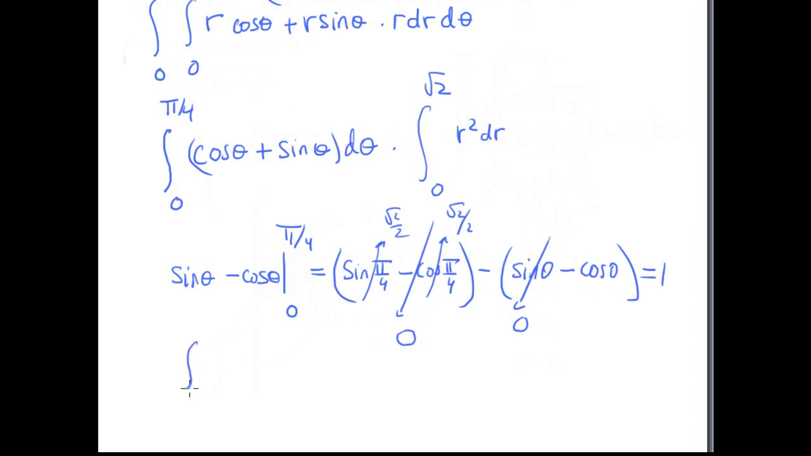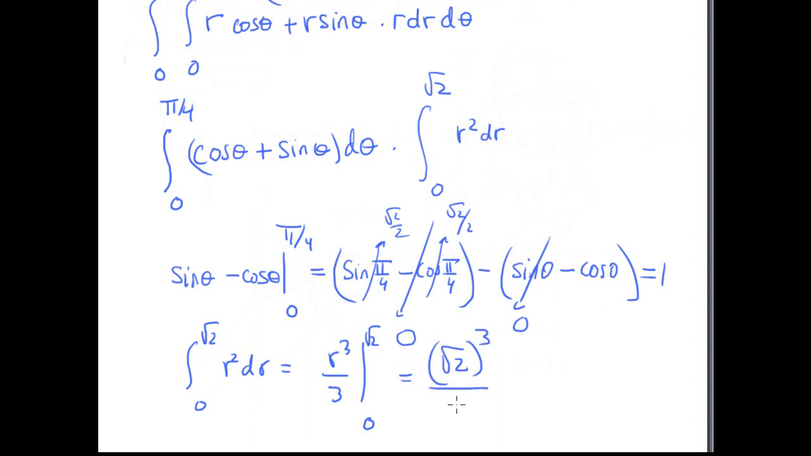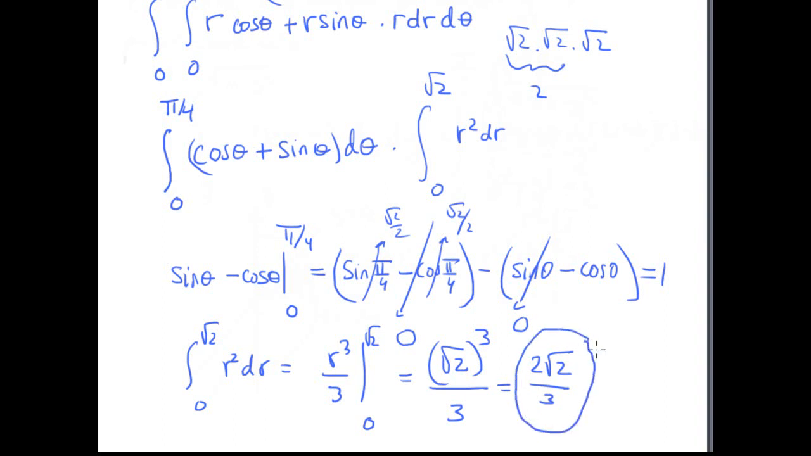The answer for the second is super easy. The antiderivative is r cubed divided by 3. Evaluate between 0 and radical 2. 0 is 0, and radical 2 cubed over 3. Radical 2 cubed is radical 2 times radical 2 times radical 2, and radical 2 times radical 2 is 2. The answer is 2 radical 2 over 3. That's the final answer. Super.